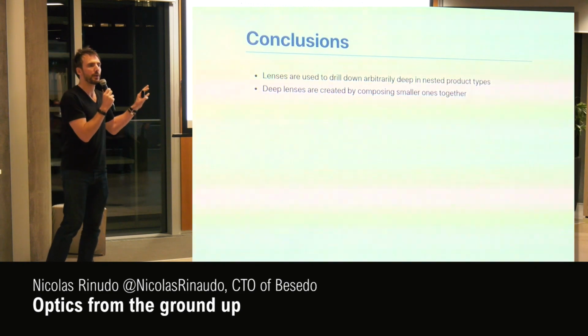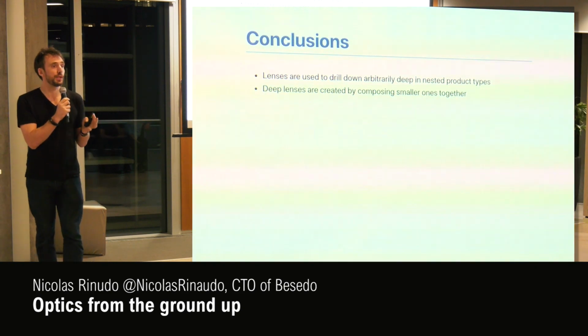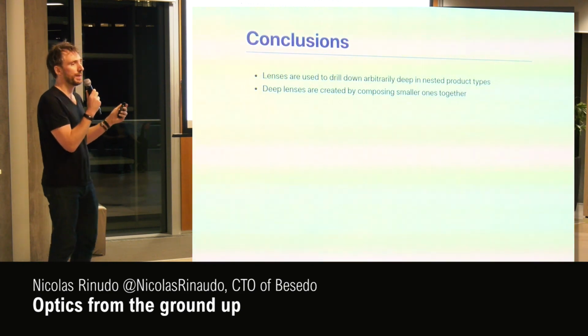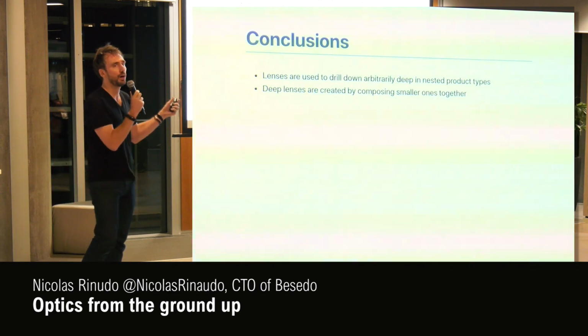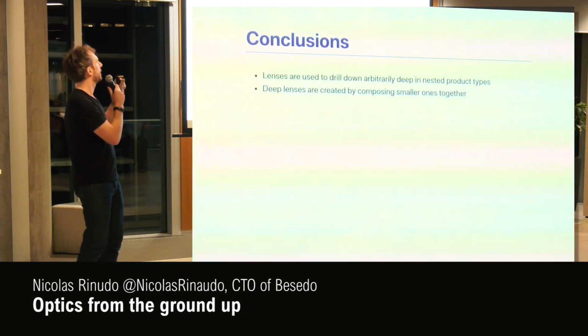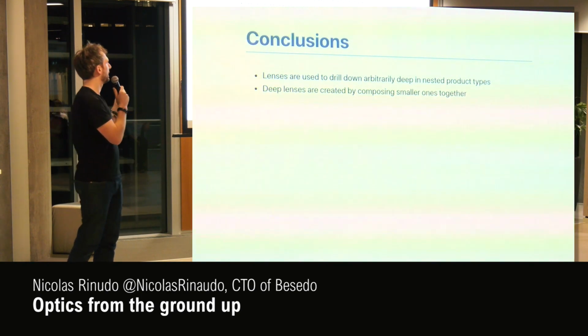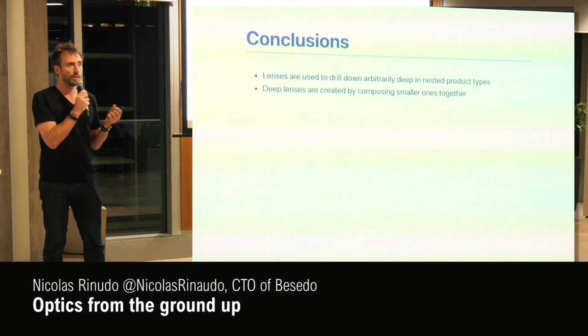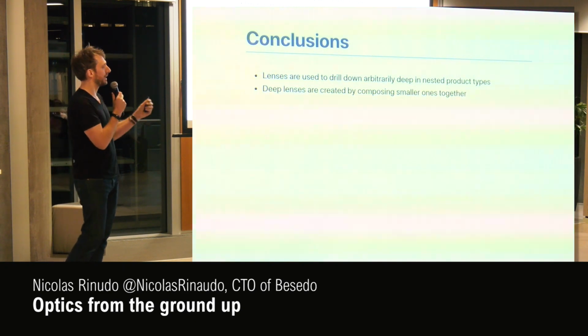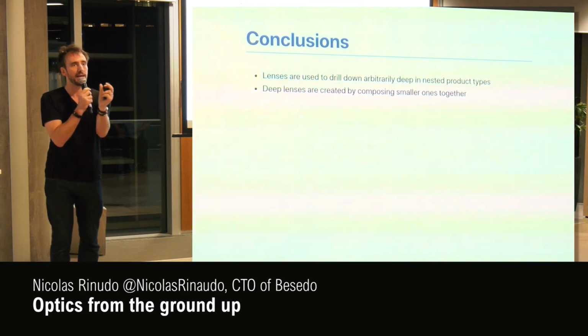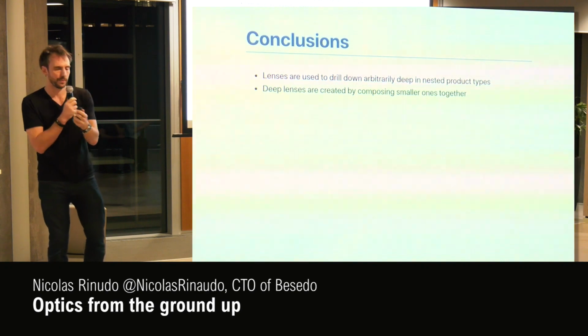There's a lot of beautiful theory behind it that I encourage you to dig into, but that's what lenses are about. Lenses are about allowing you to dig arbitrarily deep into nested prototypes and to work with values inside. And the idiomatic way of working with them is to make the smallest possible lenses you can, and then compose them one after the other.